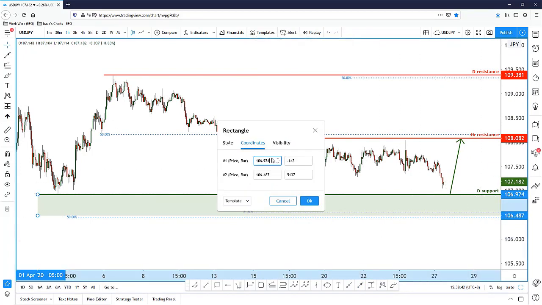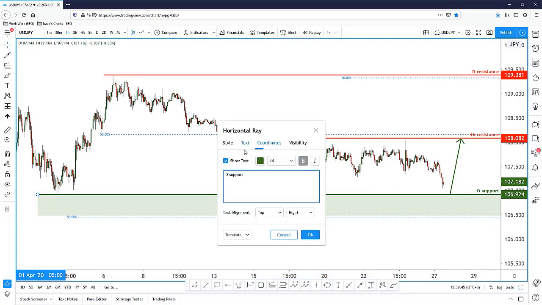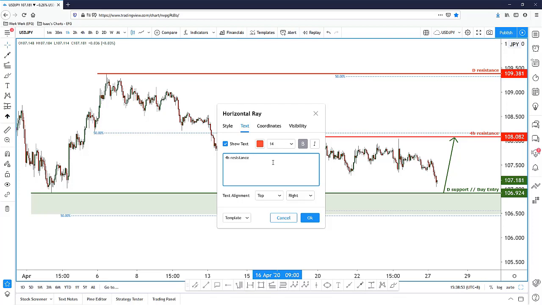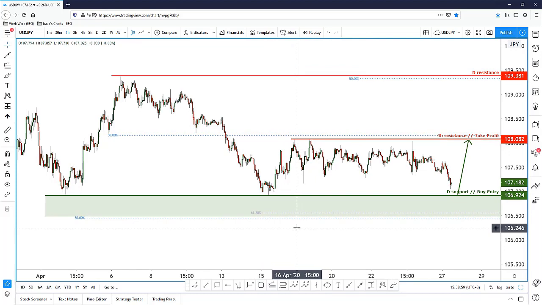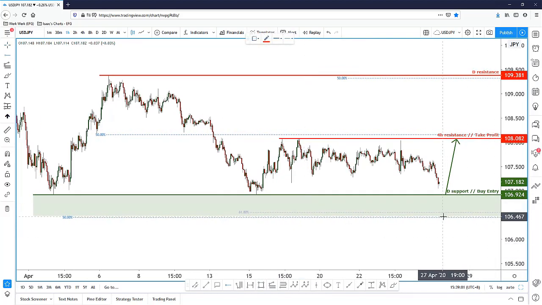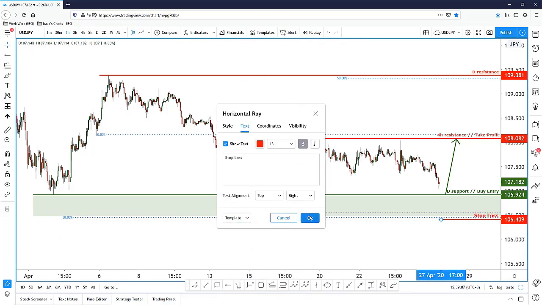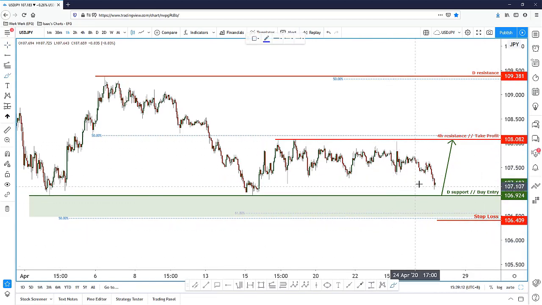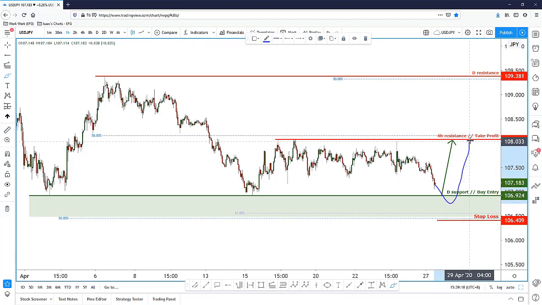the 108.082 level. Okay, so let me just call this daily support my buy entry. Right, and then the 4-hour resistance, I will call it my take profit. Now, where would I put my stop loss? My stop loss will be anywhere outside of this zone and below this 50%. Right, let me just call this the stop loss. Okay, and this is how I would play it, right? As long as price goes into the daily support zone, all right, I'll enter long, and my take profit will be at my 4-hour resistance.